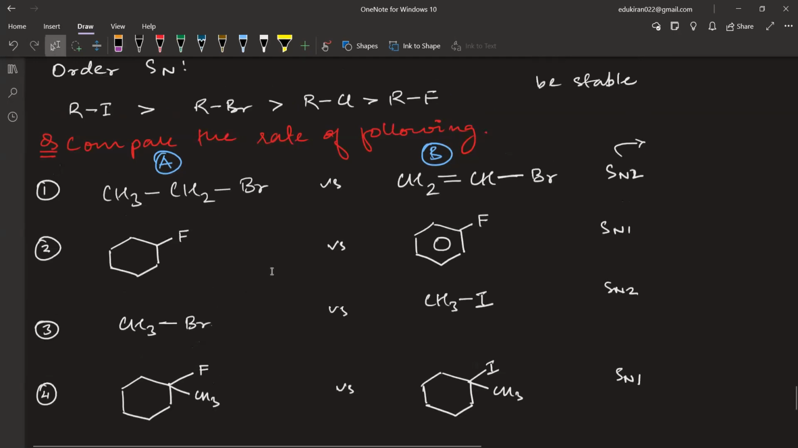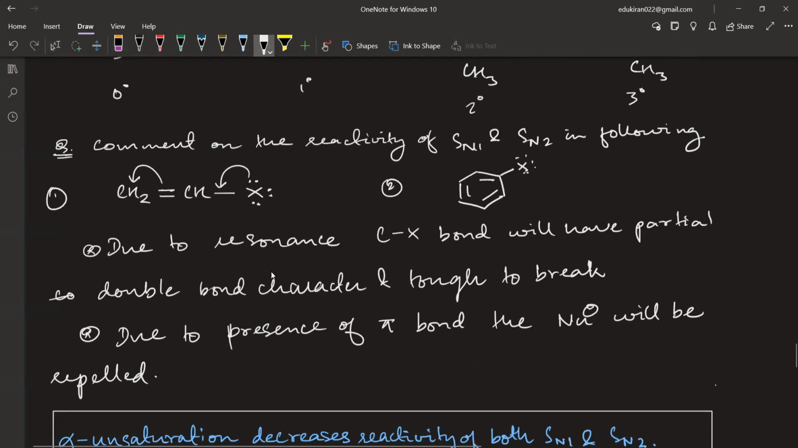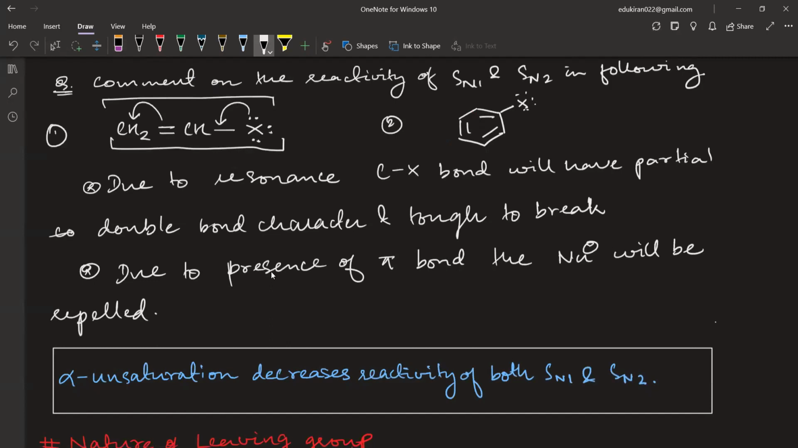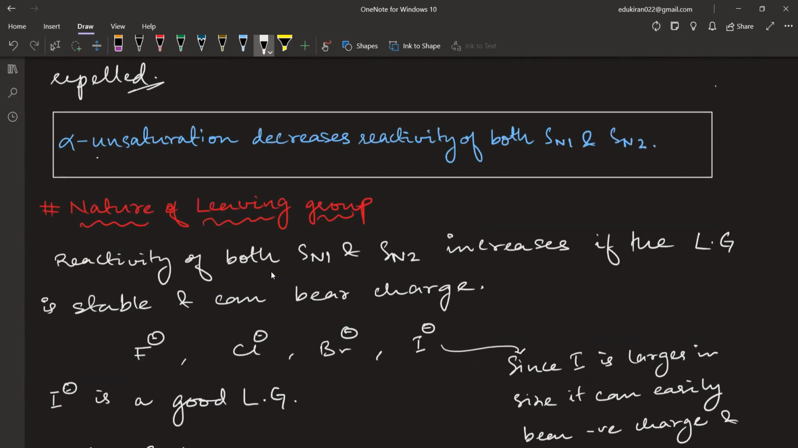I have clearly told you, since we wrote it here, comment on the reactivity: if you get anything like this, there will be a partial double bond, and that is why the reactivity will be lower. Due to resonance, the C-X bond will have partial double bond character and be tough to break, and due to the presence of a pi bond the nucleophile will be repelled. And then what I wrote, alpha unsaturation. Alpha unsaturation means what?